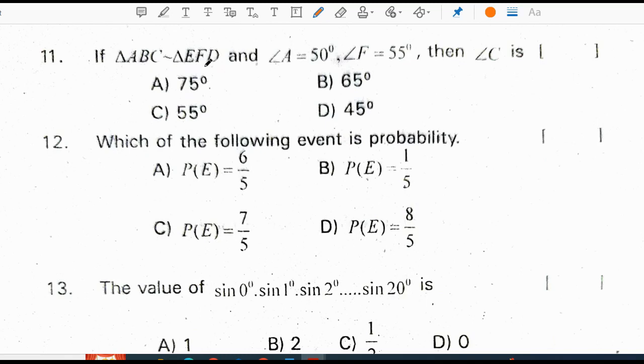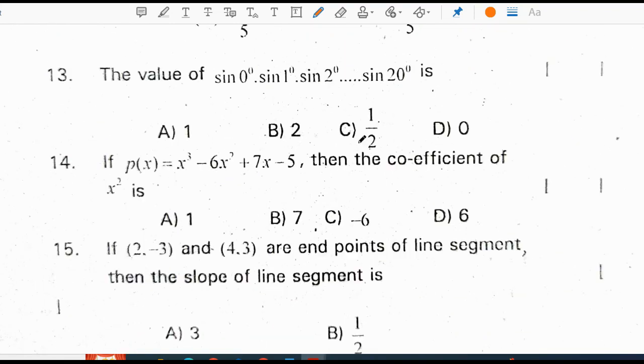If triangle ABC is similar to triangle EFD, angle A is 50 and angle F is 55, then angle C is 75. Which of the following event is a probability? 1 by 5 is a probability because always probability lies between 0 and 1, including 0 and 1. So rest of A, C, D are more than 1. So correct option for 12th question is B, 1 by 5.